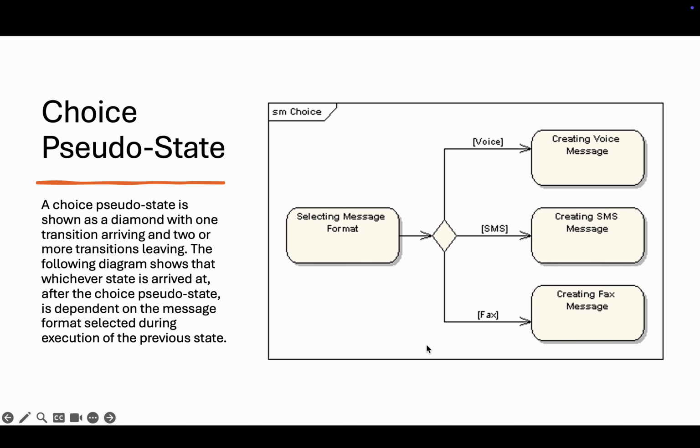Sometimes we need to make a decision based on a state and a set of triggers or actions. This rhombus, or this diamond here, is going to allow us to branch from one state to multiple optional states depending on what the condition is here. In this example, the state of selecting a message format in software was provided. And then if the message format was to be voice, we would go into a different state than if it was SMS or, wow, fax.